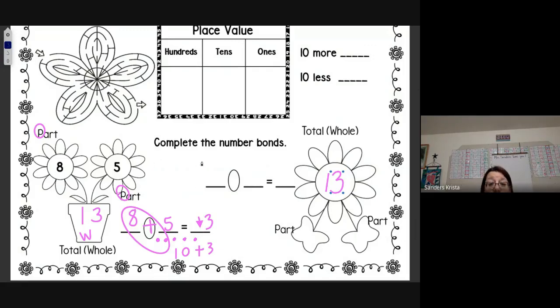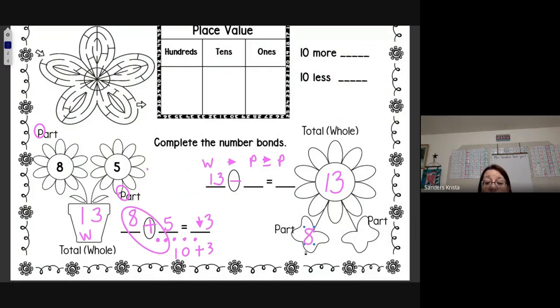So I'm going to put the whole here: a whole minus a part equals the part. Okay, so if my whole is 13, and I'm going to take away one of my parts, let's say 8, okay? 8 was one of my parts.